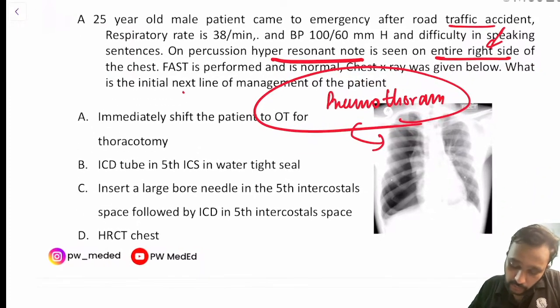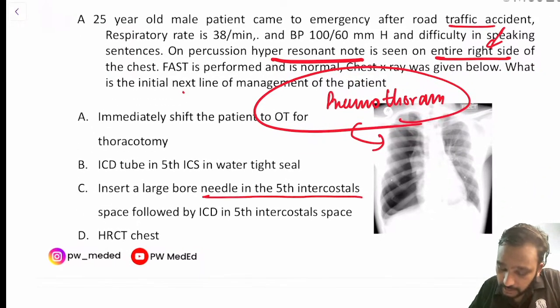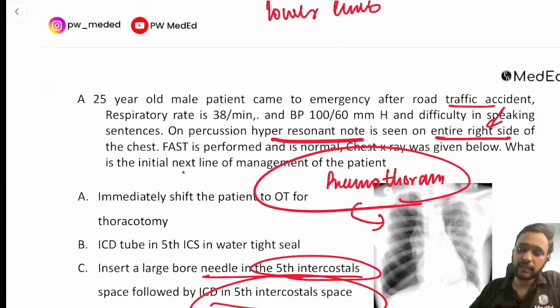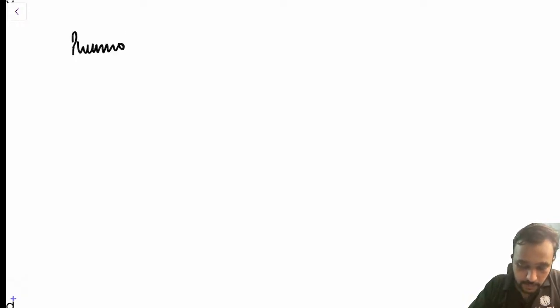So what we are going to do, we are going to insert a large bore needle in the fifth intercostal space followed by an ICD, right? So this will be the next step that you are going to do in a patient with pneumothorax, right? So let us talk about radiology first, okay. Radiology. So in pneumothorax, what is going to happen?